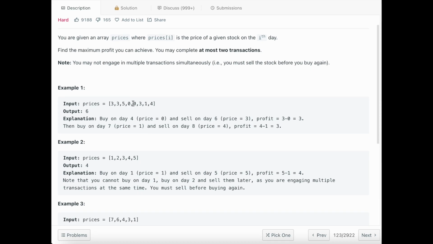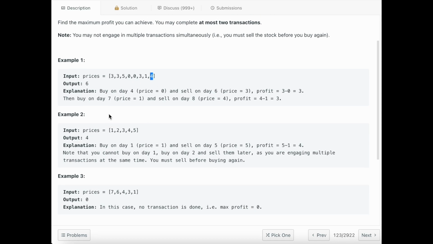So this is your prices array, and you are purchasing the stock on day 4 and you are going to sell it on day 6, and you are going to make a profit of 3. Again you are going to purchase the stock on day 7 and sell it on day 8. So the total profit from these 2 transactions is going to be 3 plus 3, that is 6. Okay, let's go to example 2.